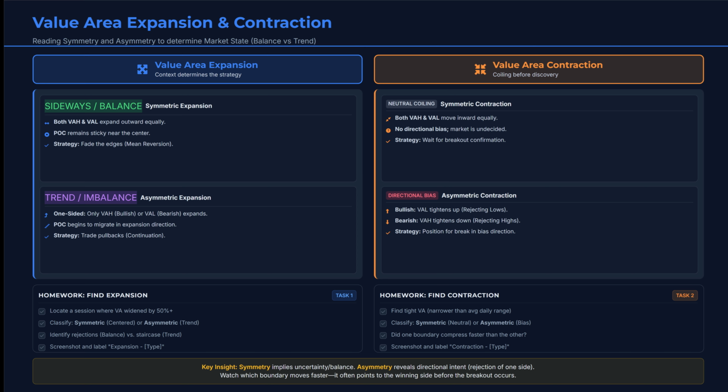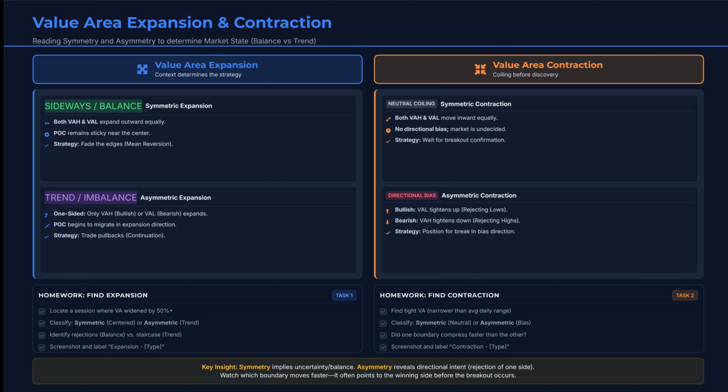Symmetric contraction occurs when both the VAH and VAL compress inward toward the POC equally. This pattern signals neutral coiling with no directional bias. The market is truly undecided, and the breakout direction is uncertain. Here are the key characteristics. First, both VAH and VAL move inward equally toward the POC. The value area stays tight throughout the session, with both boundaries compressing at roughly the same rate.